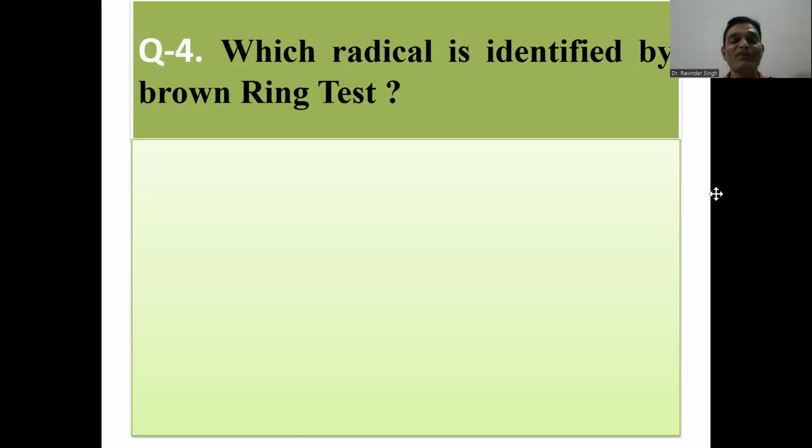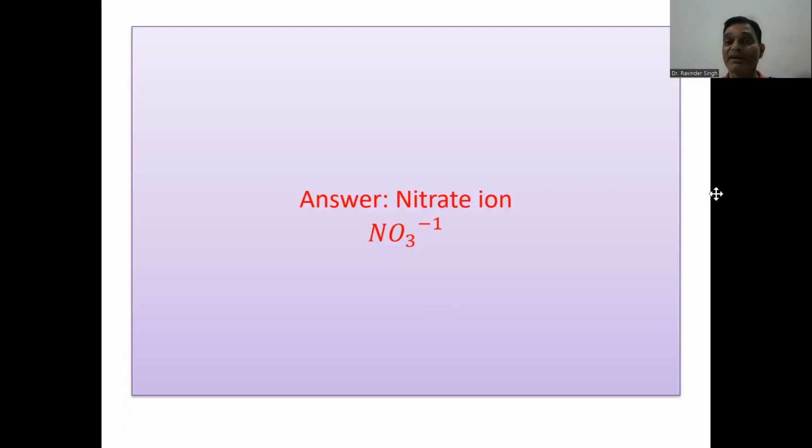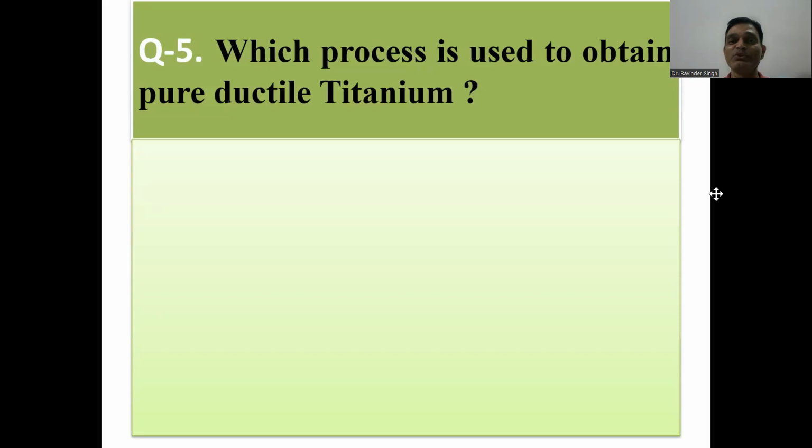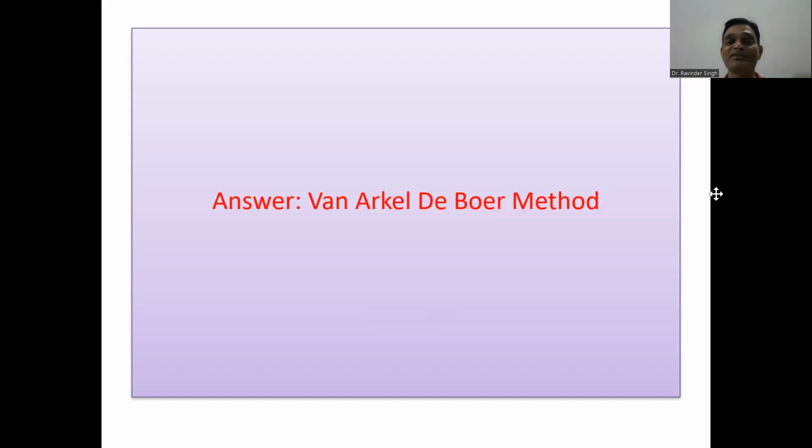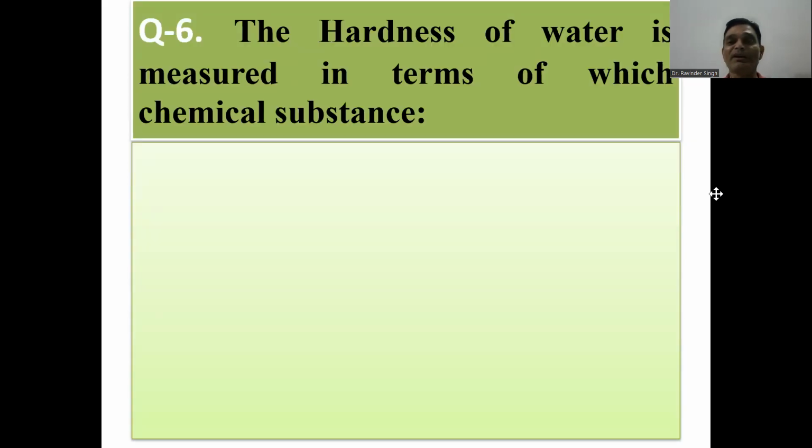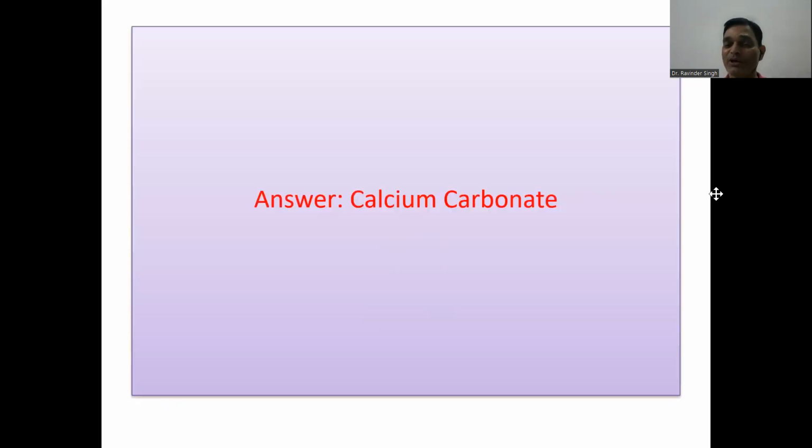Which radical is identified by the brown ring test? The answer is the nitrate ion. Which process is used to obtain pure ductile titanium? The answer is the Van Arkel-de Boer method. The hardness of water is measured in terms of which chemical substance? The answer is calcium carbonate.